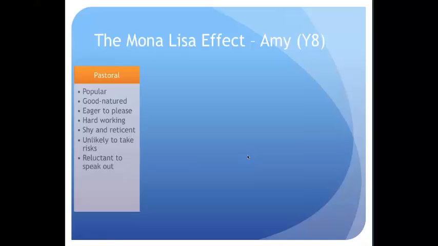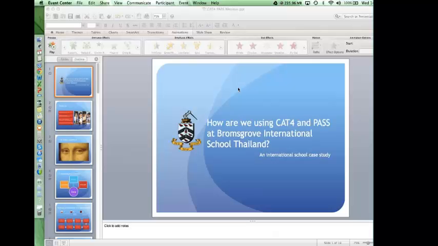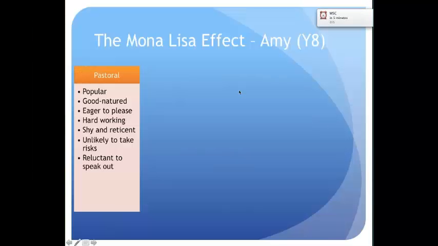We know already that Amy's popular, we know she's good-natured, we know she's eager to please everybody, we know she's hardworking, but we also know that she is shy and reticent, we know she's unlikely to take risks, and we know that she's reluctant to speak out. All of this we knew without any data. You don't need data to get to know a student in terms of soft data like this. But now, with the CAPS and the PASS, we know more.